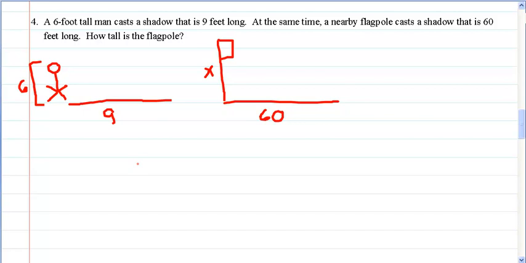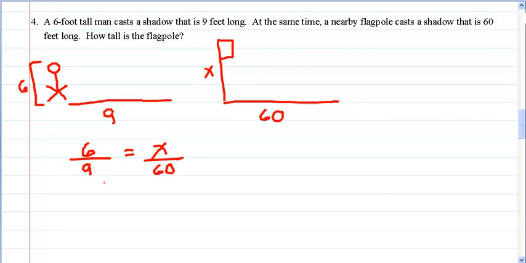So the way you're going to solve this is you're going to set up a proportion. The taller the object, the longer the shadow. So I'm going to write a proportion of the man of his height, which is 6, to his shadow, which is 9. So in the numerator I have the man's height, in the denominator I have the man's shadow. So in my other fraction, since I have height in the numerator of the man, I have to have height in the numerator of the flagpole.